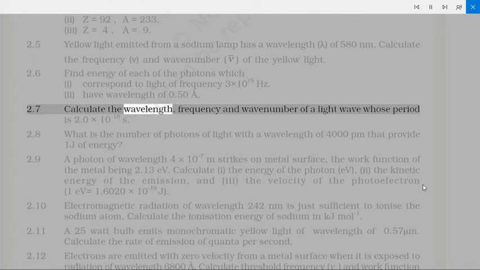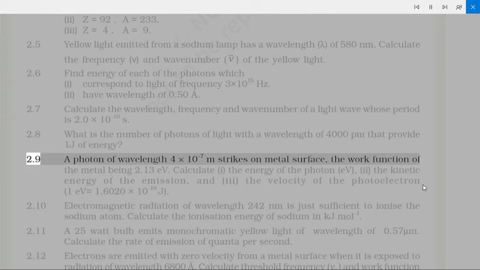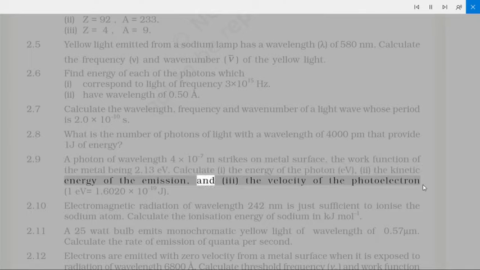2.7 Calculate the wavelength, frequency and wave number of a light wave whose period is 2.0 × 10^-10 s. 2.8 What is the number of photons of light with a wavelength of 4000 pm that provide 1 J of energy? 2.9 A photon of wavelength 4 × 10^-7 m strikes a metal surface, the work function of the metal being 2.13 eV. Calculate (i) the energy of the photon (eV), (ii) the kinetic energy of the emission, and (iii) the velocity of the photoelectron. 1 eV = 1.6020 × 10^-19 J.